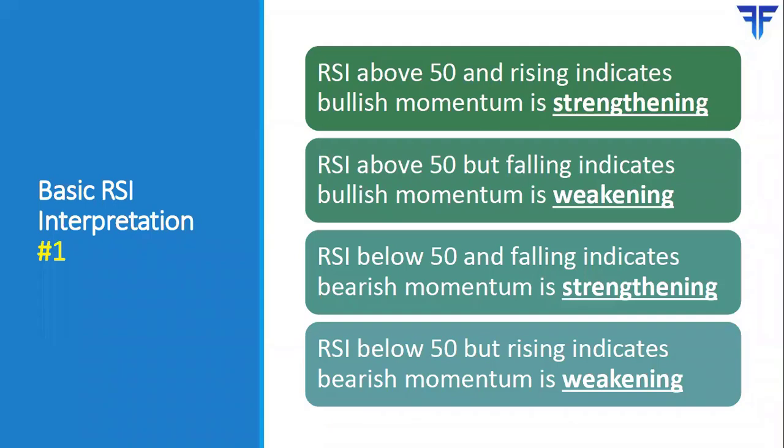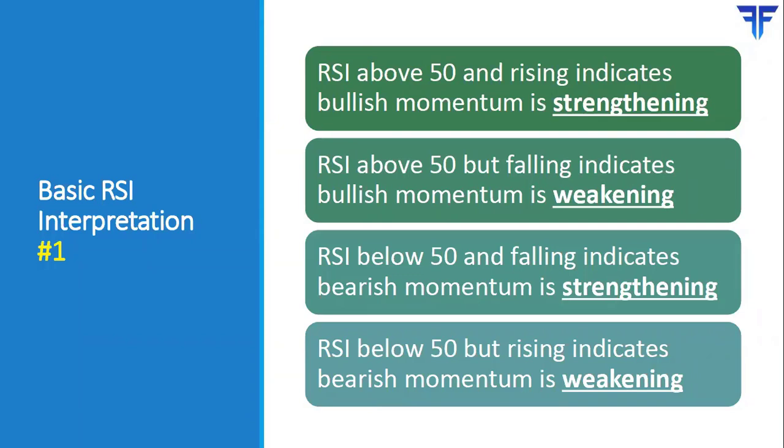On the other hand, if the RSI line is above 50 but falling, it tells you that the momentum is still bullish, but the strength of the bullish momentum is weakening. The velocity is weakening. So RSI above 50 but falling indicates that the bullish momentum is weakening.